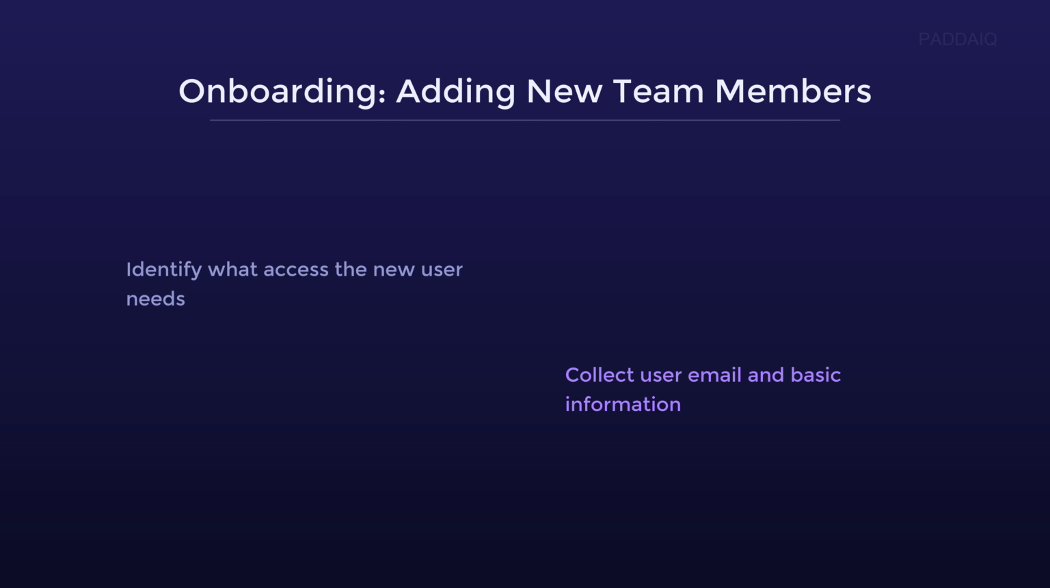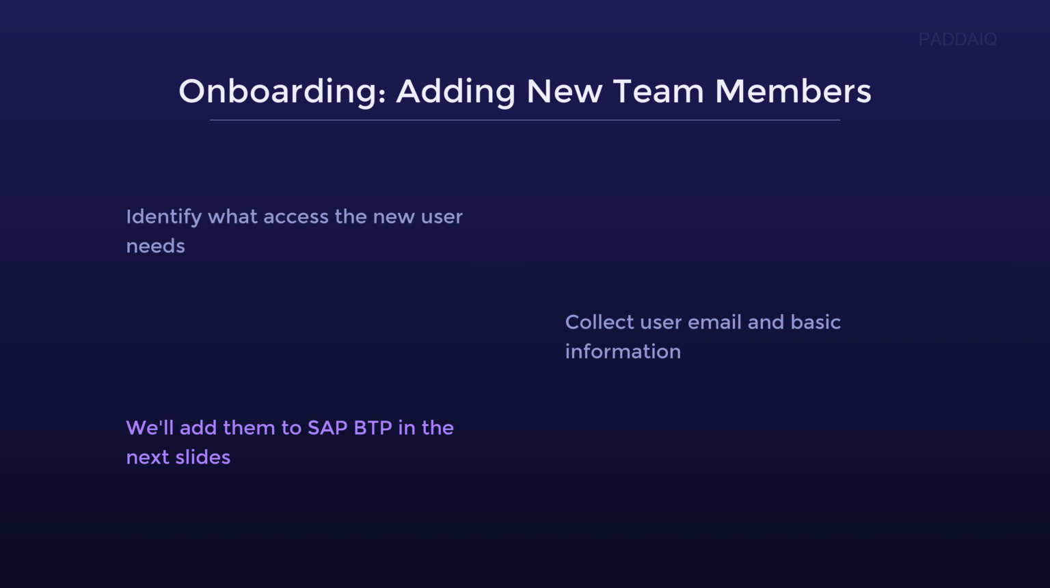Collect user email and basic information. This means gathering essential details like their full name, email address, and role before they can access the platform. For example, when a new developer joins, you would request their corporate email and job title. This initial step ensures they receive the correct system access and permissions.